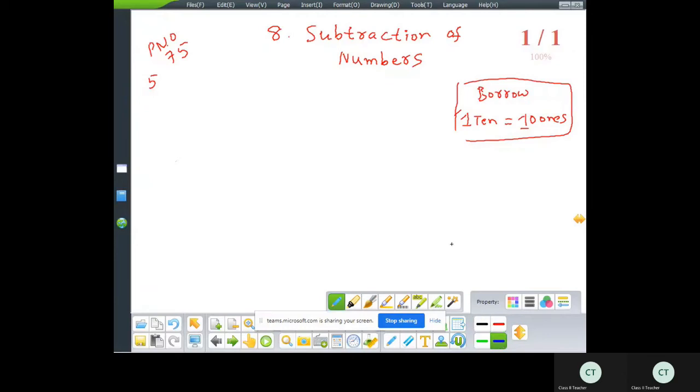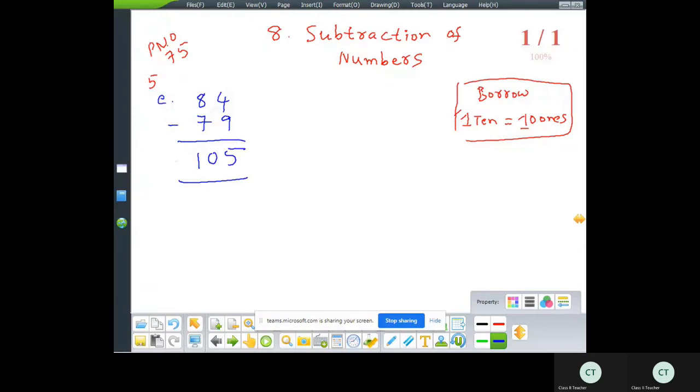Now question number E. This is the last question from 5-1E. 84 minus 79. Madhavi's answer is 105. If it is correct, there is no problem. If it is a wrong answer, we can write the correct answer in this bracket.